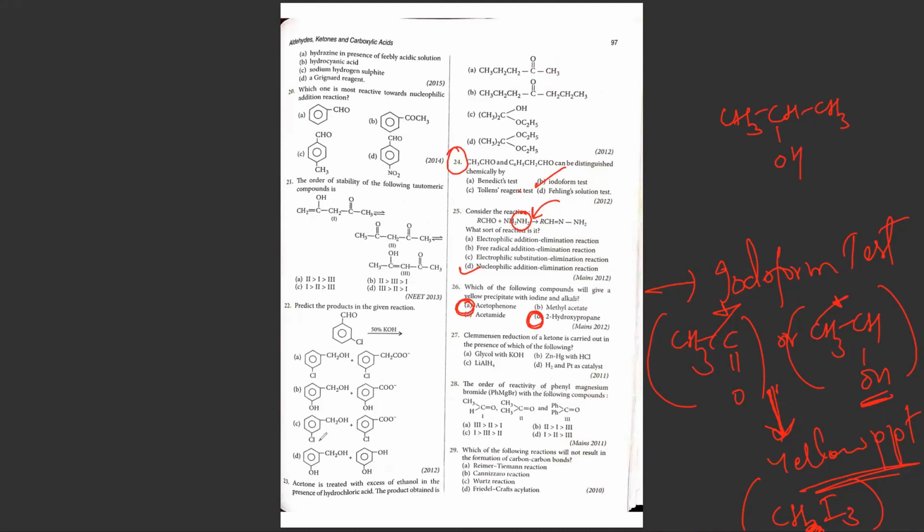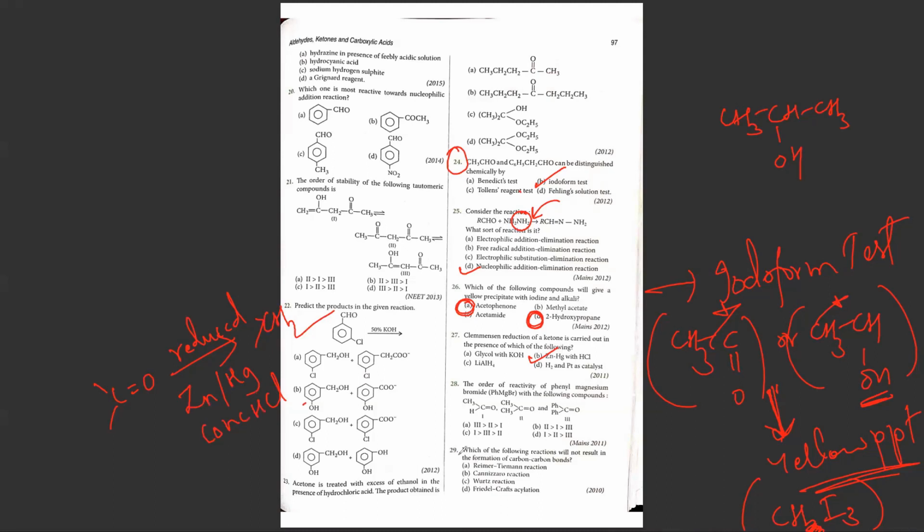So what is done in Clemmensen reduction? Your carbonyl group is reduced to CH2, right? So what is the reagent? It is treated with zinc amalgam in the presence of concentrated HCl. So this is called Clemmensen reduction. So it is option number B, the right answer.